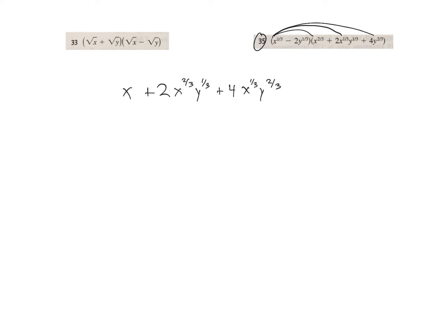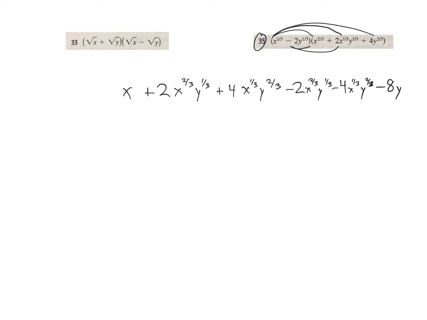Now we do the minus 2y. That would be minus 2 x to the 2/3, y to the 1/3, minus 4 x to the 1/3, y to the 2/3. And this is a minus. You can do plus negative if you want. So minus 8 y to the 3/3, or y to the 1st.